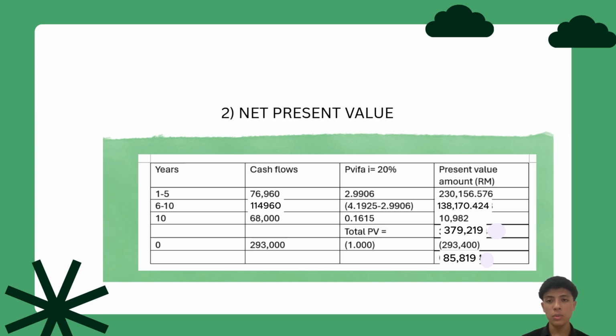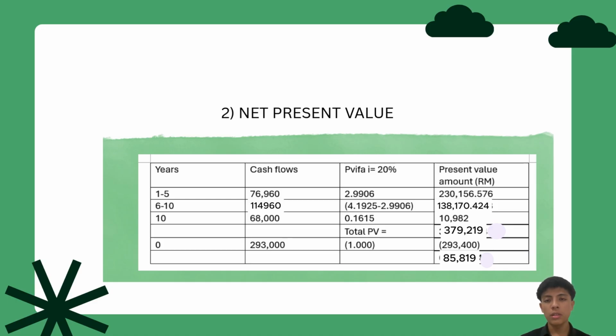For years 6 to 10, the cash flow is RM96,720. Present value factor annuity is 1.2019, so the present value is RM116,247.768. The terminal cash flow in year 10 is RM68,000.